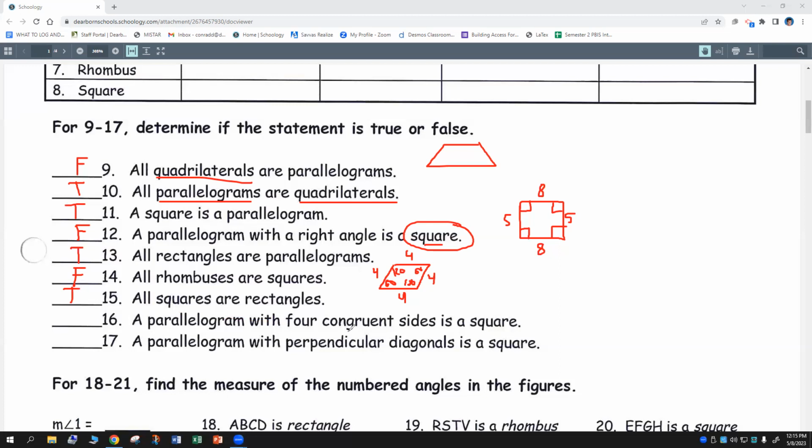A parallelogram with four congruent sides is a square. No, it should be a rhombus. It could be a square, but it doesn't have to be a square. It could just be a regular old rhombus. Then a parallelogram with perpendicular diagonals is a square. Again, that is false.